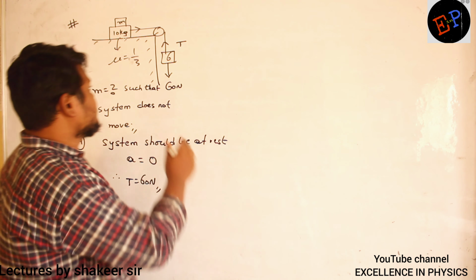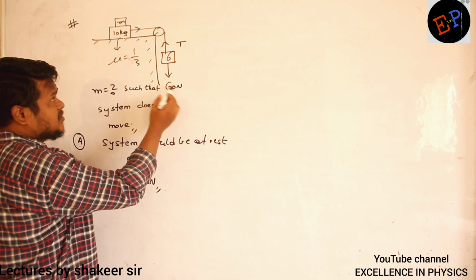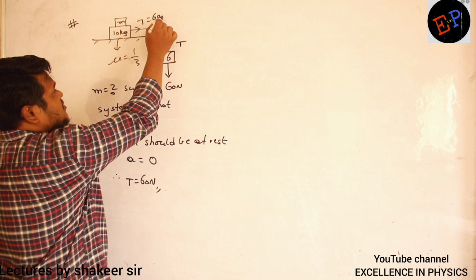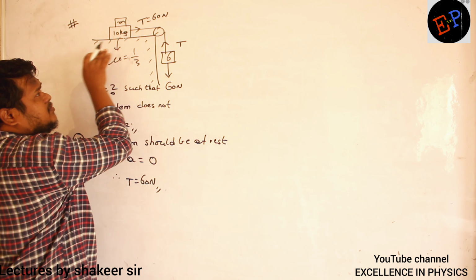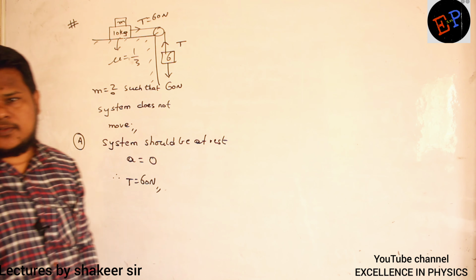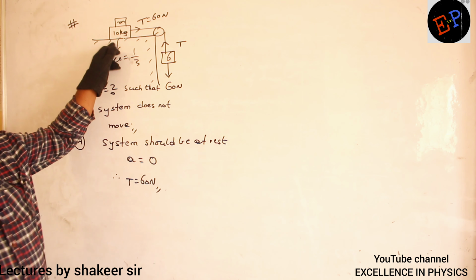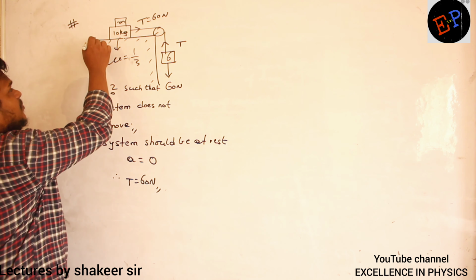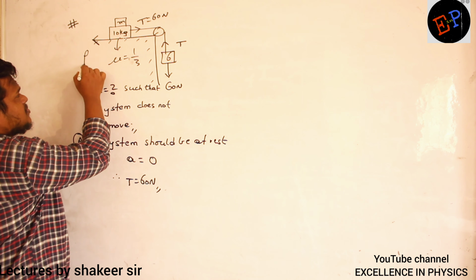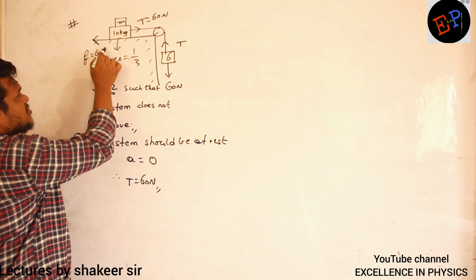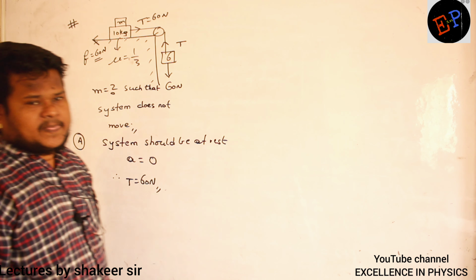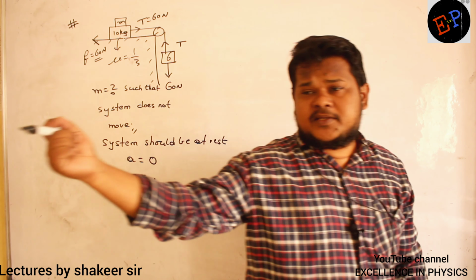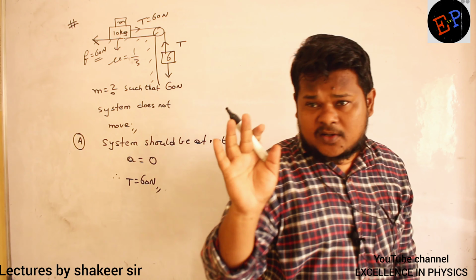Are you able to understand? So this is the tension, and what is the magnitude of tension? 60 Newton. The same 60 Newton is pulling this system in this direction. That's all. But why is this system not moving? Because in the opposite direction, definitely the same amount of friction must be acting. Clear now? Tension is pulling the 10 kg body and mass m, but they are not moving.